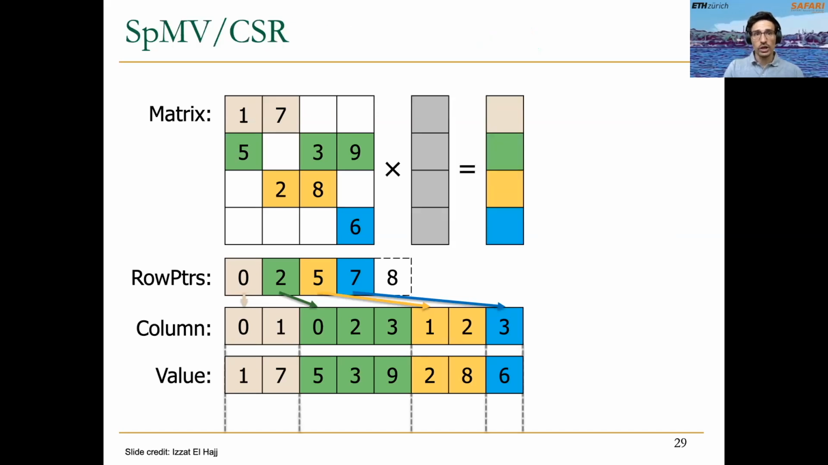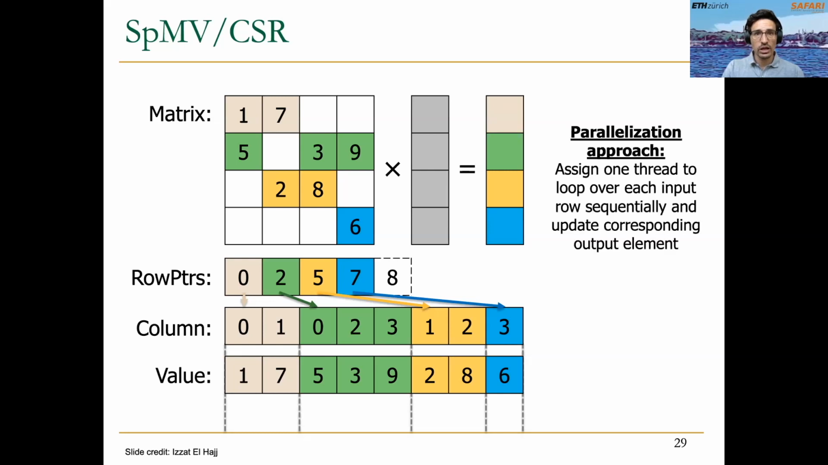How do we perform computation of SpMV using the CSR format? In this parallelization approach, we assign one thread to loop over each input row sequentially and update the corresponding output element. So this is how we assign the rows to the different threads that participate in the computation. In the first iteration, every thread accesses the first element of the row. They know where to go because they first check the row pointers array, and then they start iterating.